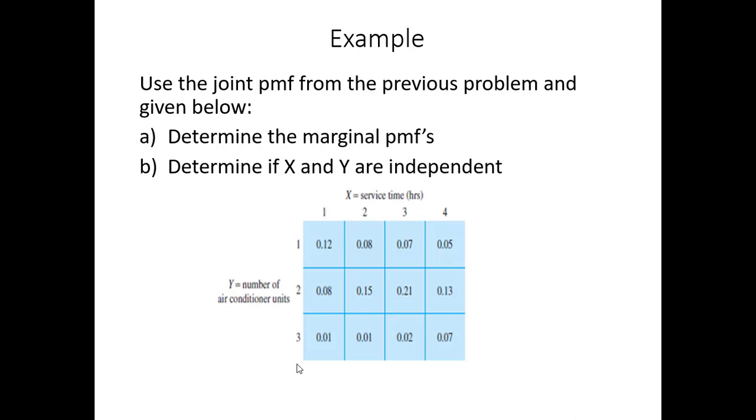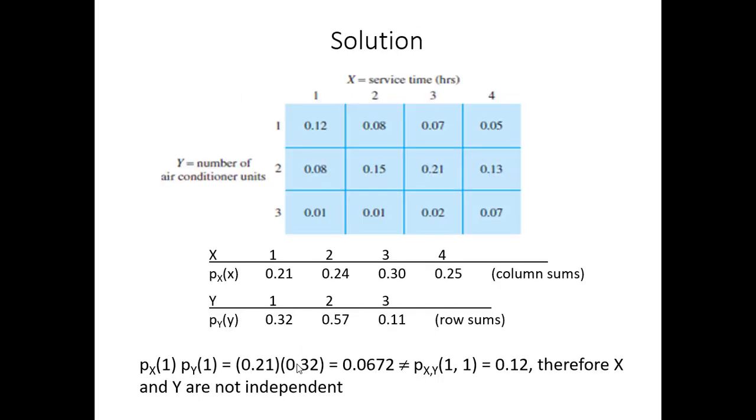So here's another example. We go back to the PMF from the previous problem. Suppose we want to find the marginal PMFs and determine if x and y are independent. Okay, so to find the marginals, let's say we wanted to find the marginal PMF with respect to x. So x can take on the values 1, 2, 3, and 4. So what we need to do here is, for a given x, sum over all the y values, which in this case becomes finding column sums.